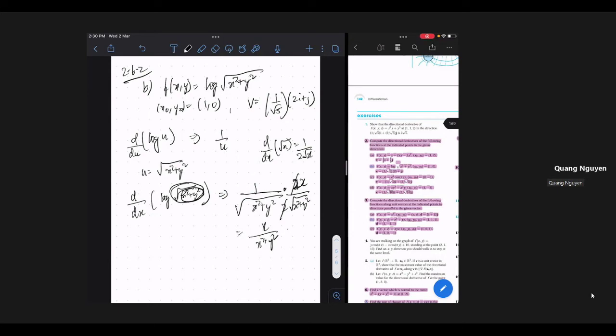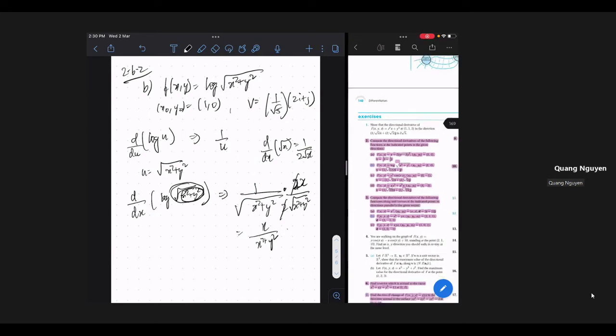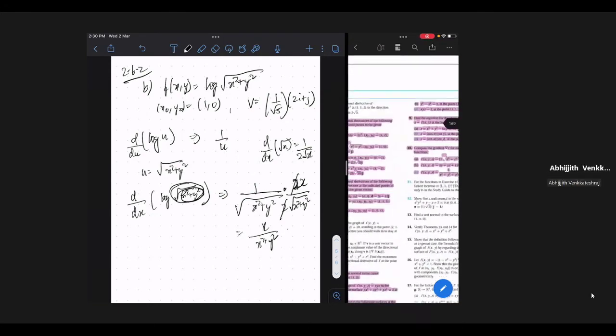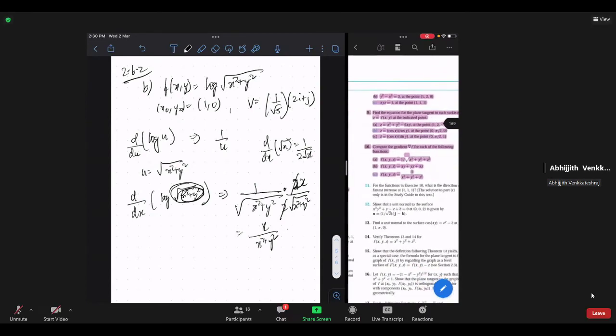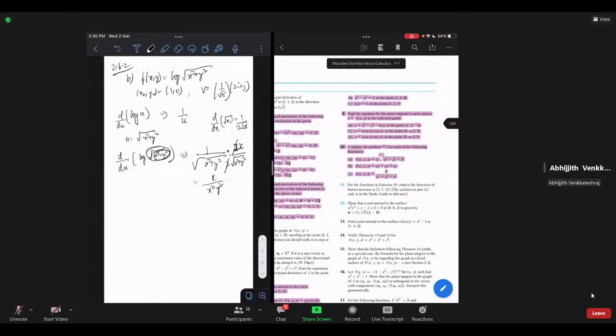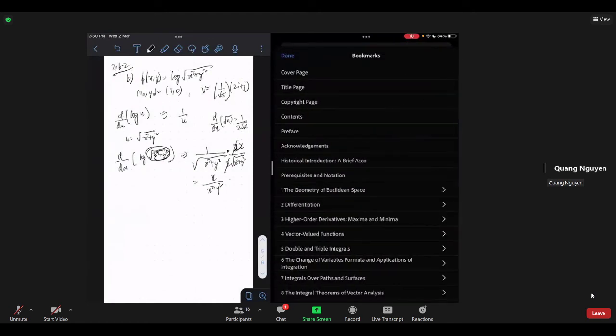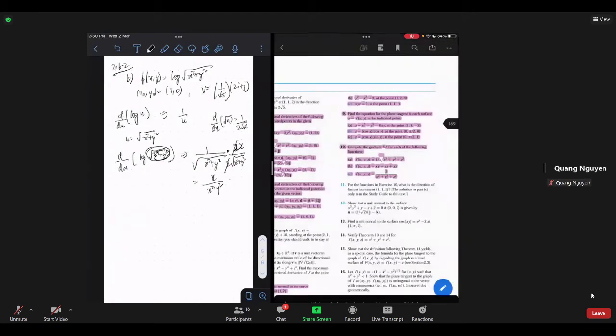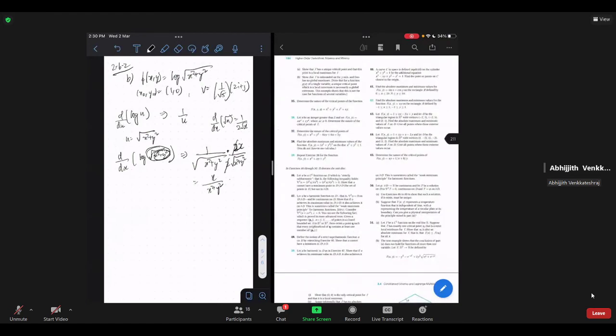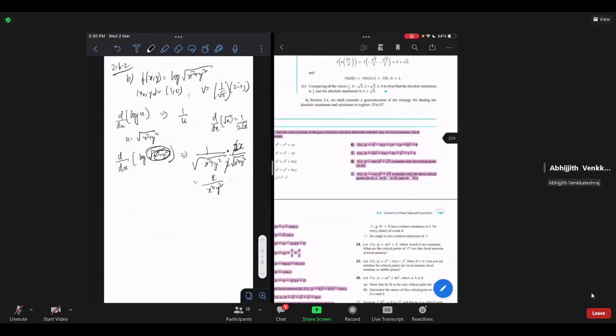Could you do problem 9? Problem 9? Yeah, in this 3.3. Okay. Because I got the answer to be 0.00 something, so I think I did something wrong. Yeah, we'll figure it out. Question 9. Okay.